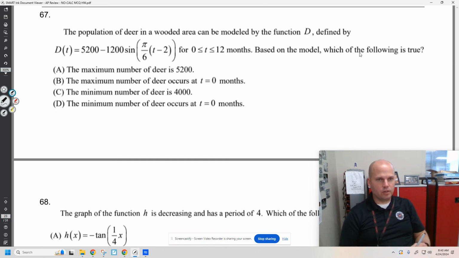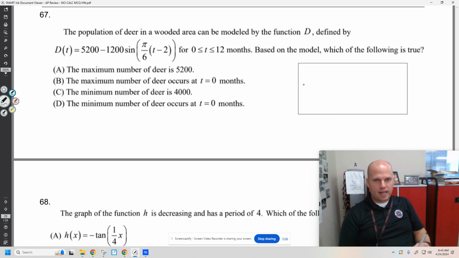Okay, this is the same deal, but careful. We got a midline adjustment, a vertical translation of 5,200. I have an amplitude of 1,200, so this is going to go up to 6,400. And this will go down to 4,000. Okay. We have a phase shift of 2.